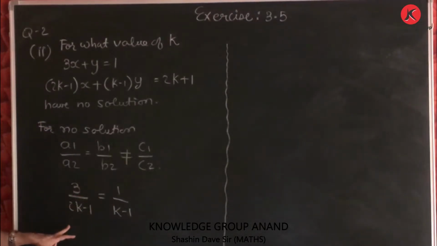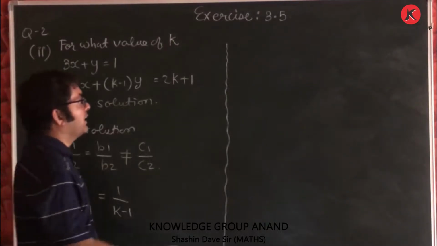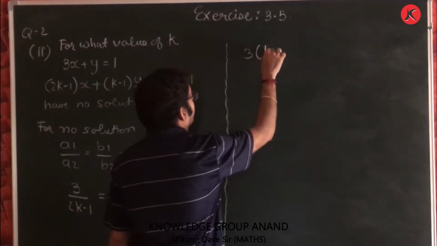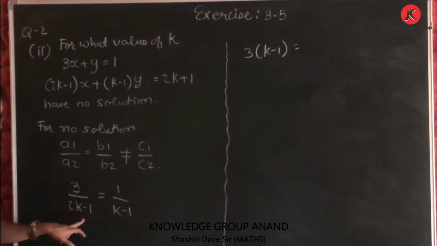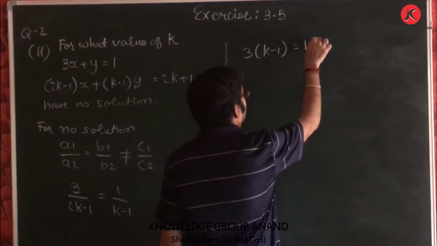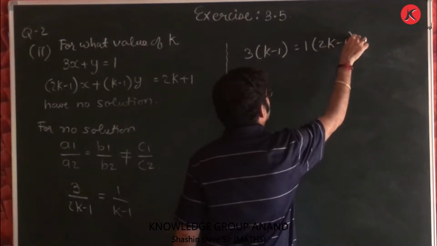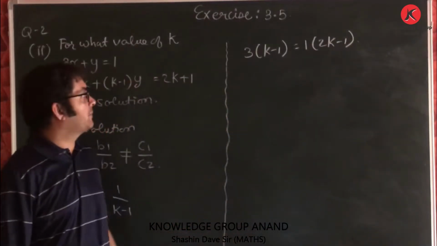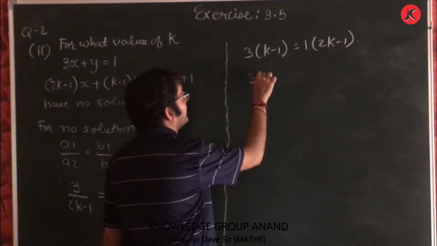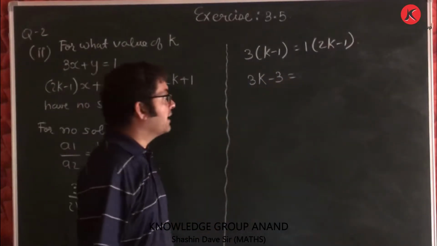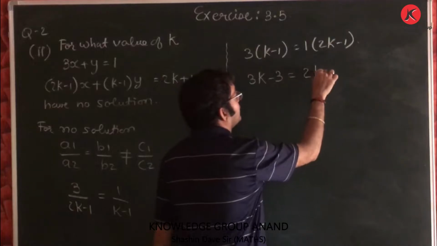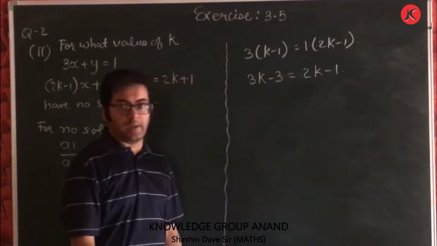Now we'll cross multiply, so I will have 3 into (k minus 1) is equal to 1 into (2k minus 1). Now I will open the bracket, so I will have 3k minus 3 is equal to 1 into the bracket, which means the bracket itself, so it is 2k minus 1.